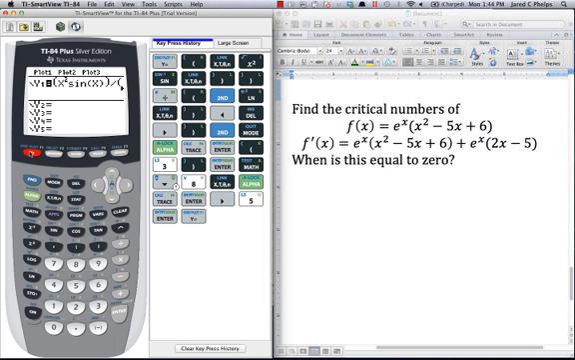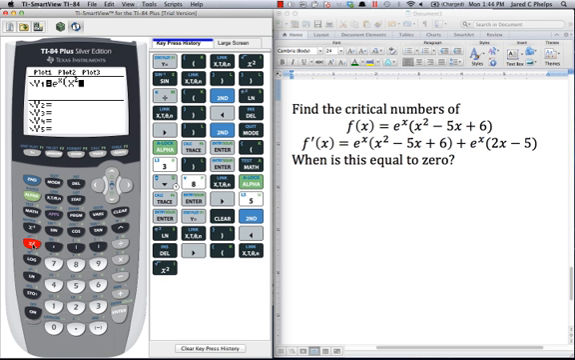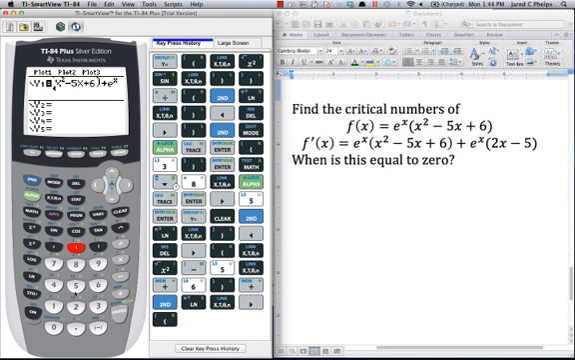So I'm going to go to my y equals. I'll clear out what's in here. And I'm just going to type in what I have here. I have e to the x. Oops. Meant to hit this. Times x squared minus 5x plus 6. You can definitely fast forward this part of the video if you need to. It's not really necessary to watch me type all this stuff in. Times 2x minus 5.